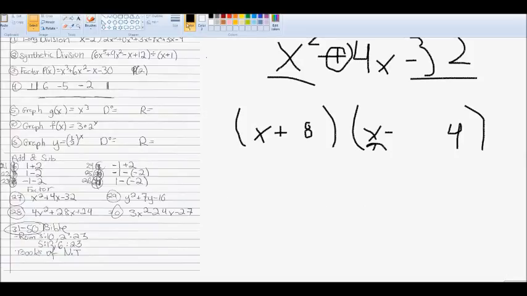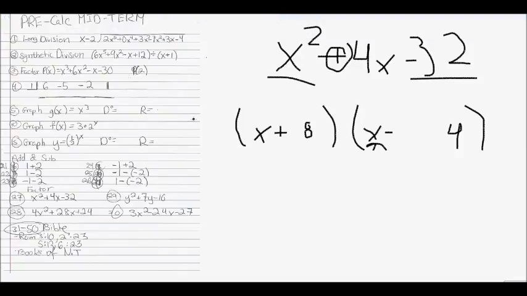But the situation is we don't know whether the answer is right or wrong. So now we have to use the FOIL method to verify whether our answer is right or wrong. So we have first, outer, inner, and last, FOIL. Our first number is x times x. X times x is x squared.